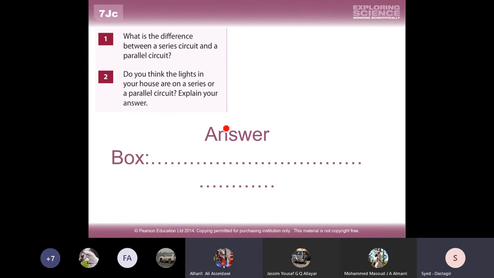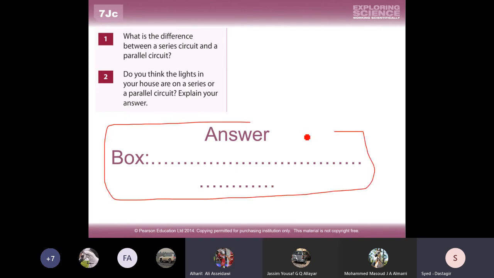Now, answer box. You should have this. Question 1, what is the difference between a series circuit and a parallel circuit? And then question 2, do you think lights in your house are on a series or parallel circuit? Explain your answer. You guys have 4 minutes to complete this in the answer box here. So write your answers there, please. In 4 minutes, I'm going to ask you your answers.